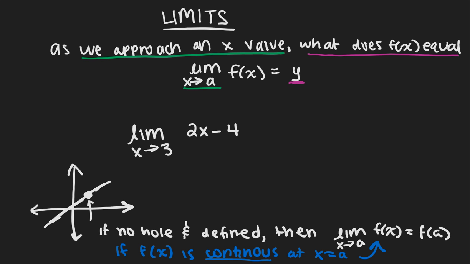So we know that this linear equation is always defined because it's just a line. So we can just substitute it into f of x. And there we go. The limit as x approaches 3 is just 2.